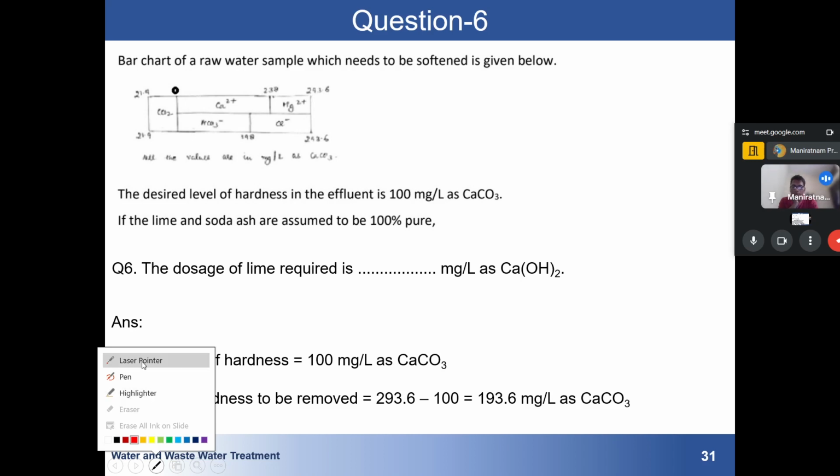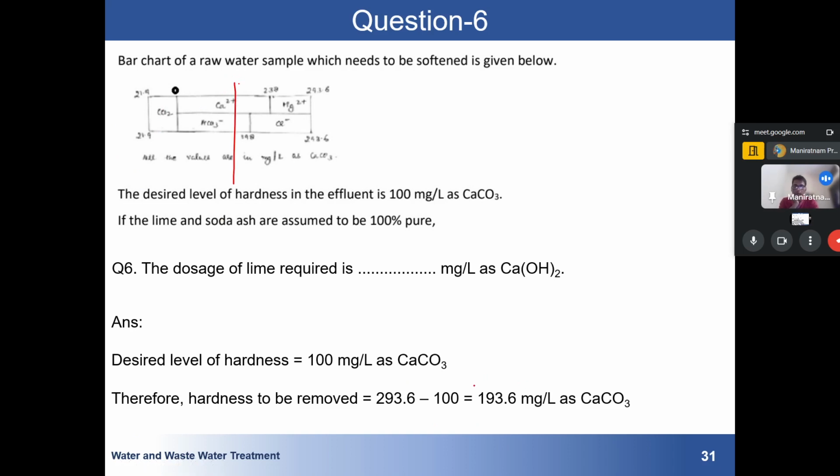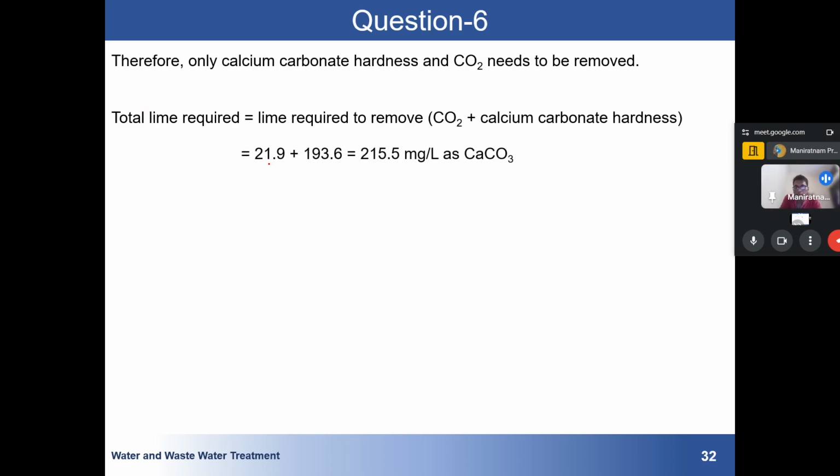So you can see that it is 20. Sorry, 21.9 is here, and something out of 193, it will be till here only. Okay, sorry, it is 198. So up to this amount I have to remove it. So only carbonate hardness and this CO2 I have to remove. So 21.9 plus 193.6 is this much amount of lime required. And this is milligram per liter.